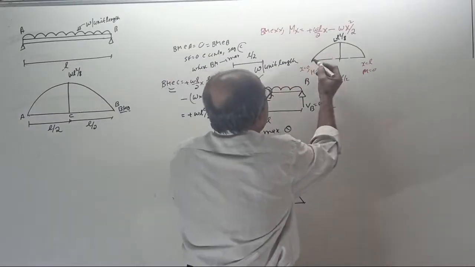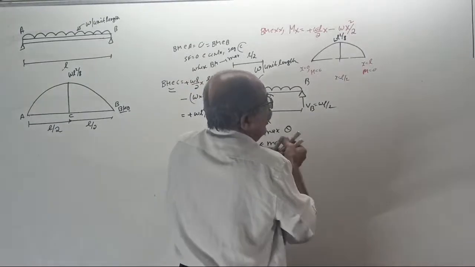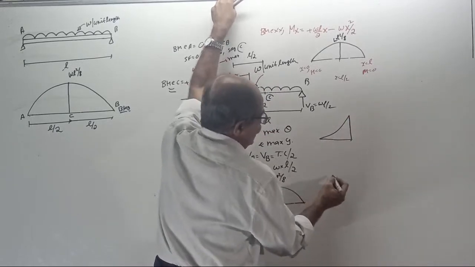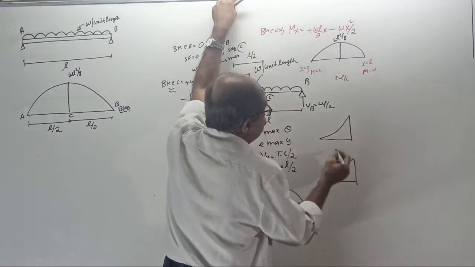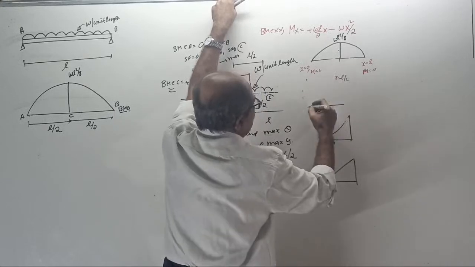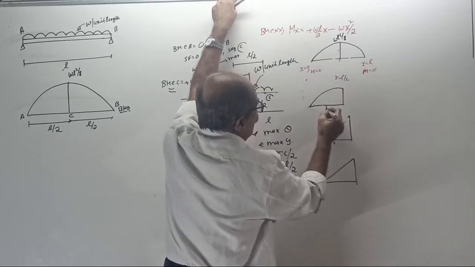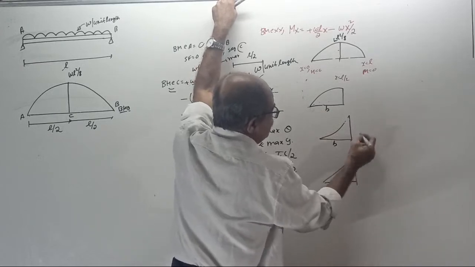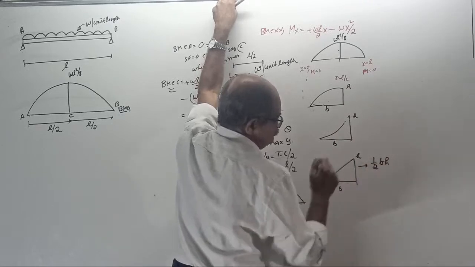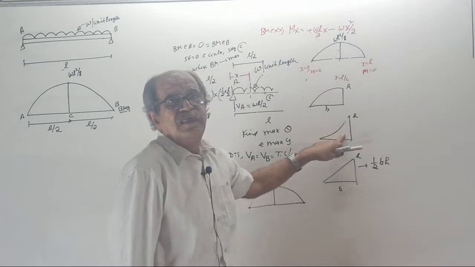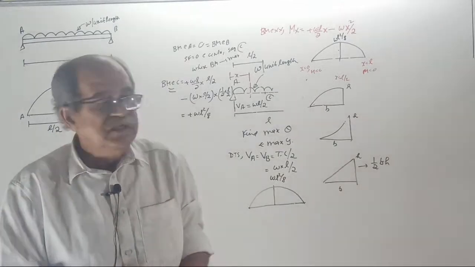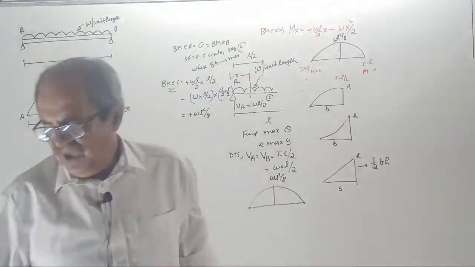See, if it is straight line, triangle. Long back for cantilever, your BMD was coming this way. Remember, if the triangle, it will be like this. Suppose I call base B, height H. Area of the triangle is half into base into height. Tell me, this area is more than triangle area or less than triangle area? This comes for cantilever.